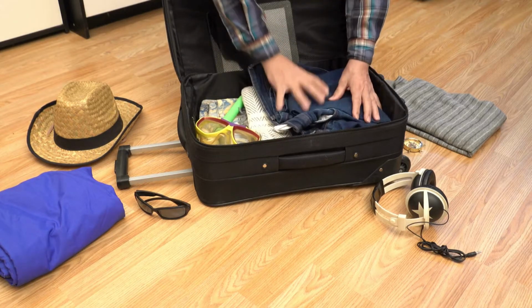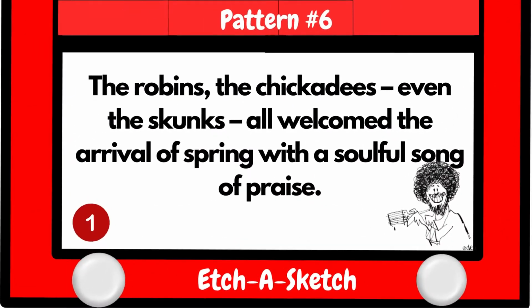Here's number one. The robins, the chickadees, even the skunks all welcome the arrival of spring with a soulful song of praise. Let's break down this pattern. Usually I call it duo, trio, quadruple. You can see I trioed here in terms of robins, chickadees, skunks. And when you insert the transition there, like even, you got to use a dash.